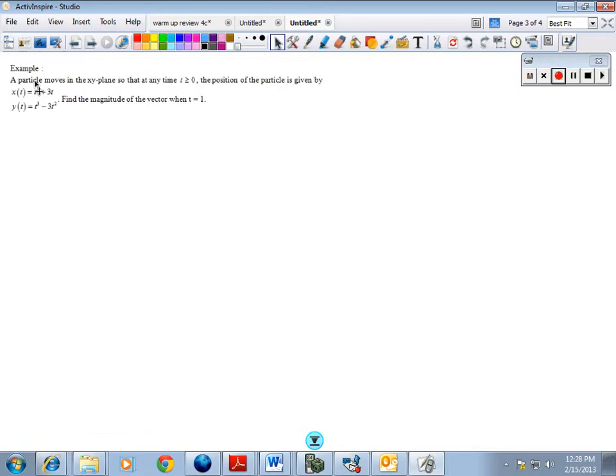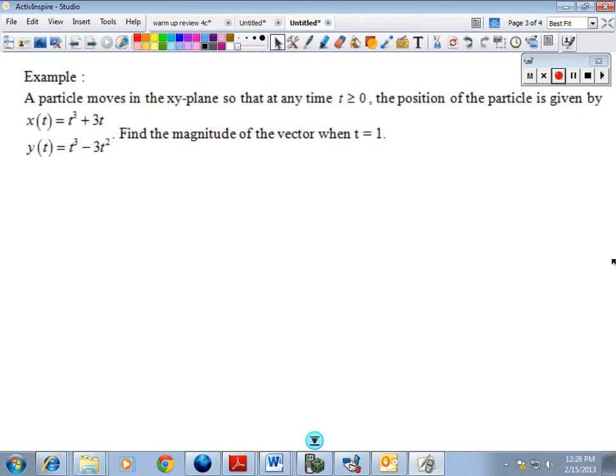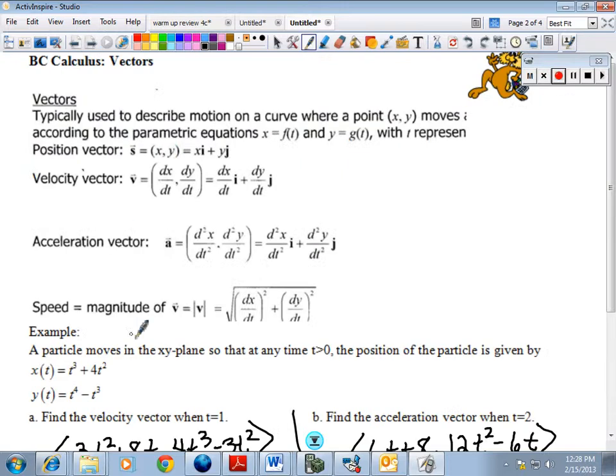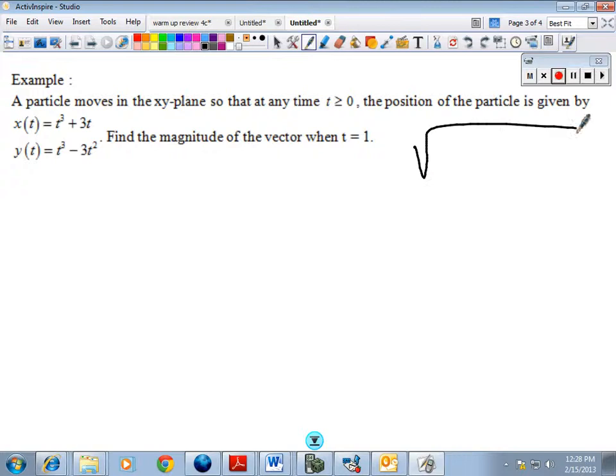Example 2. A particle moves in the xy plane so that at any time t greater than or equal to 0, position is given by this. Find the magnitude. I'm just going to use my formula. And remember, my magnitude was the square root of (dx/dt) squared plus (dy/dt) squared.